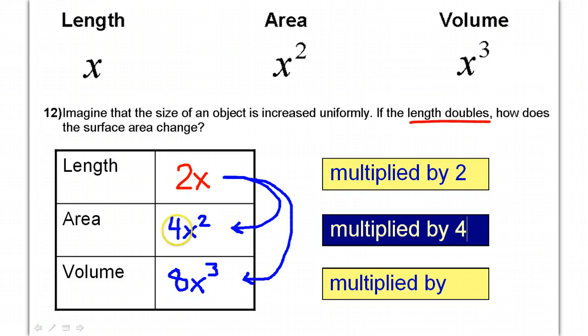No. The area is multiplied by 4, okay? Because look, the original area would have just been x squared. The new area is 4x squared. So it's been multiplied by 4. There's nothing fancy. That number in the front, that is the multiplier. Right there in your face. Right there in front of you. Okay? So the area is multiplied by 4.